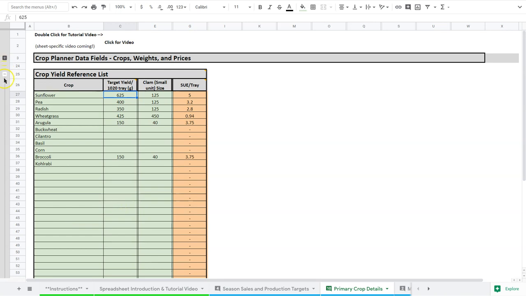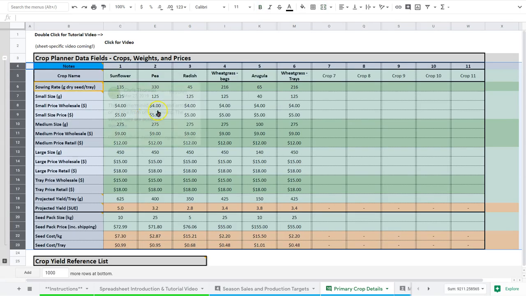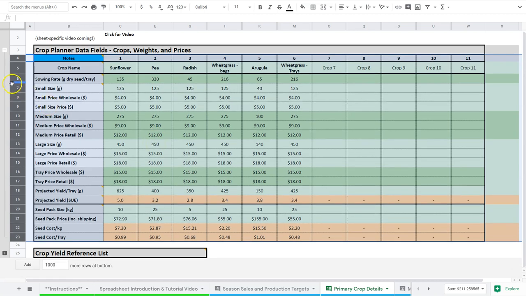So this is our primary crop details sheet. Once again, this is really important because this information about your crops feeds all the rest of the spreadsheet. And so you can change this over time, but don't change the numbers elsewhere. Basically, this is the only place you want to change them, with some exceptions, and we'll show you that. So hopefully that's a good overview there, and now let's move on to the next section.